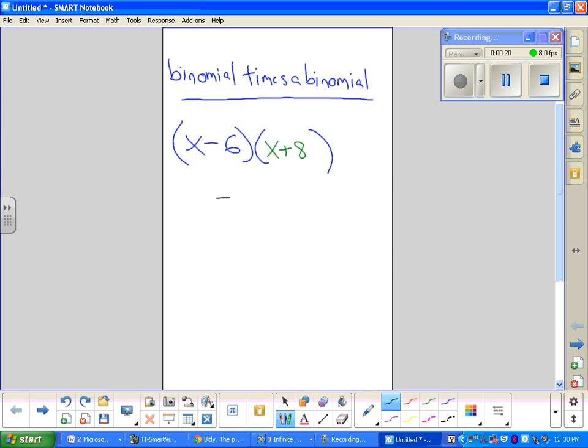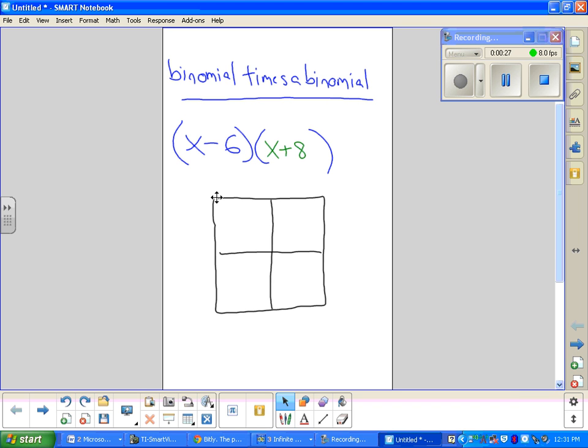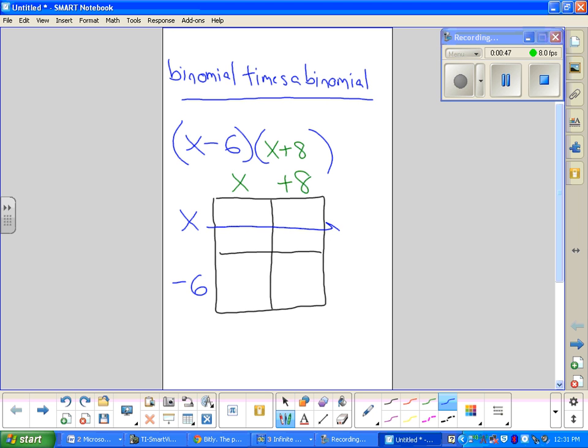Anyway, on to the math problem. First, you're going to make a box, like we've done before. There are 4 boxes in the box because there are 4 terms. My x minus 6 will go vertically, and my x plus 8 will go horizontally. Next, I will fill all the columns. I'm going to fill this with x's, this with negative 6's, then I'll fill this with x's, and this with positive 8's.